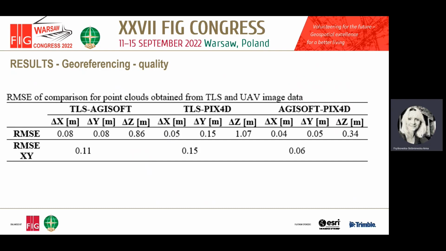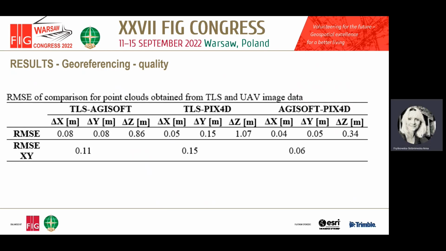The next stage of the analysis was to perform a comparative analysis of the coordinates of the characteristic points of the object. For this purpose, 20 points were selected on the object. As can be seen from the data in the table, the comparison of the coordinates of the characteristic points between TLS and UAV clouds is subject to large error.